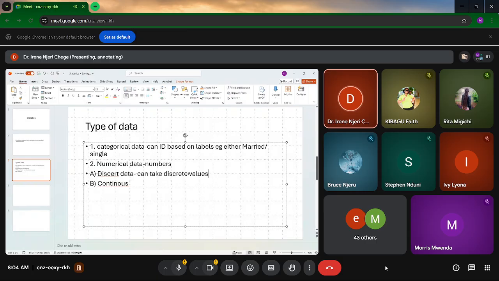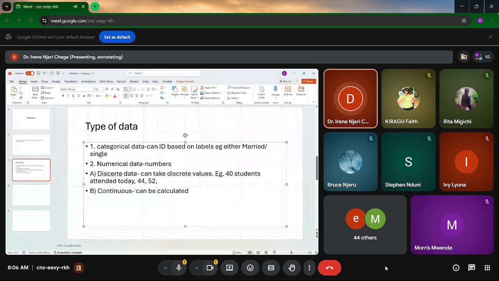If it is continuous data, this kind of continuous data can have numbers that may not be complete. So continuous data, number one, we say it can be calculated. It has an infinite number of probable values.